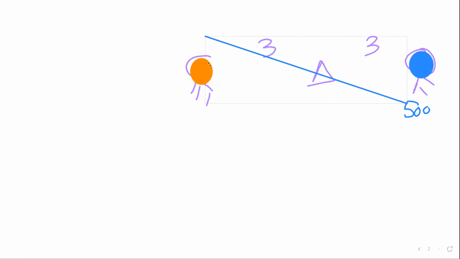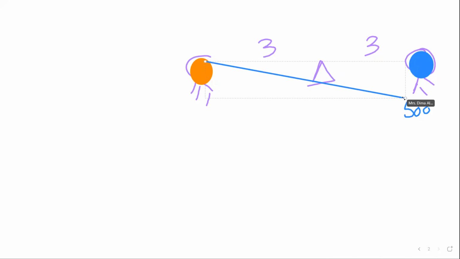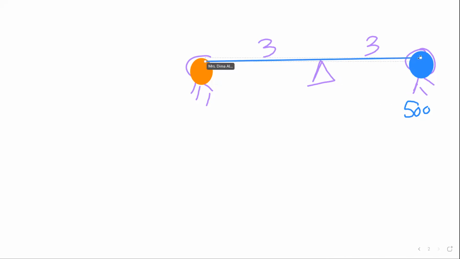I want them now to get balanced. To get balanced, we found the torques of balanced torque. When we found the balanced torque, I go to the blue boy. I tell him, please, I want you now to sit 1.8 meter far from the pivot point. So they said, okay, that means here.